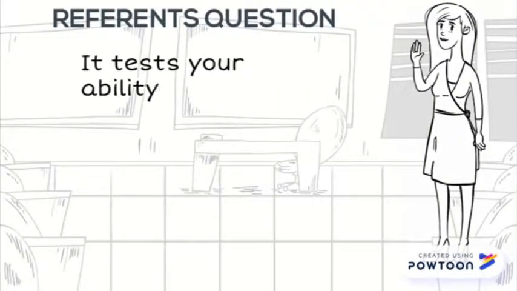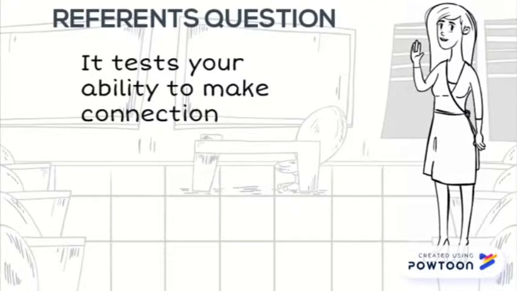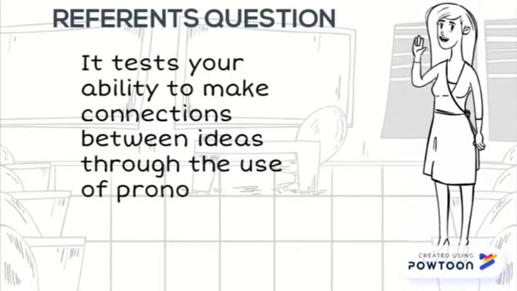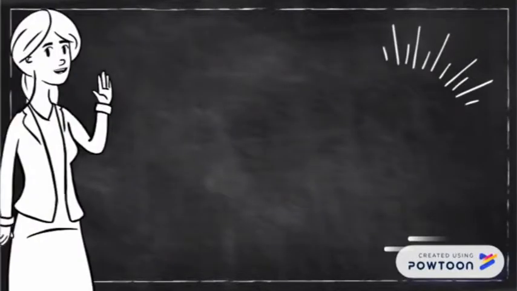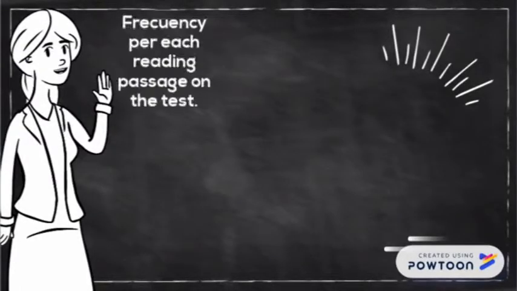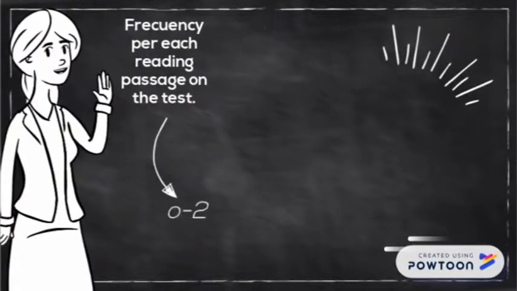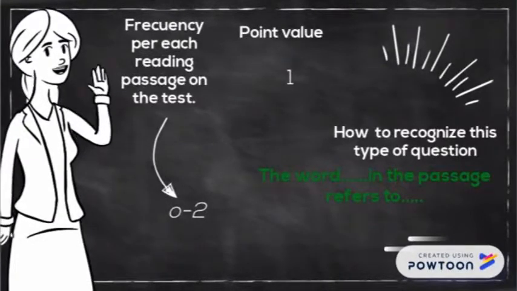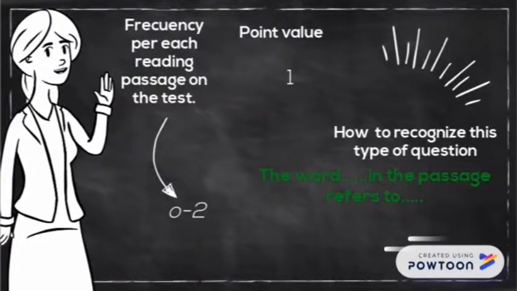Referent questions test your ability to make connections between ideas through the use of pronouns and adjectives. Here we have the frequency per each reading passage on the test, which is 0 to 2, and the point value is 1 point for each one. And how to recognize this type of question is the phrase "the word in the passage refers to."